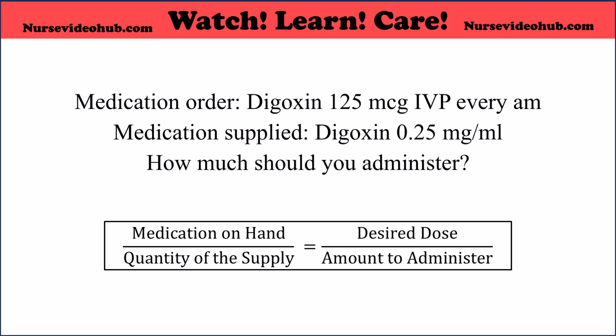Let's complete another calculation. The medication order is digoxin 125 micrograms IV push every AM. The medication supplied is digoxin 0.25 milligrams per milliliter. How much should you administer? When you read the order, you see that the order is to administer digoxin, 125 micrograms, but the medication supplied is digoxin 0.25 milligrams per milliliter.